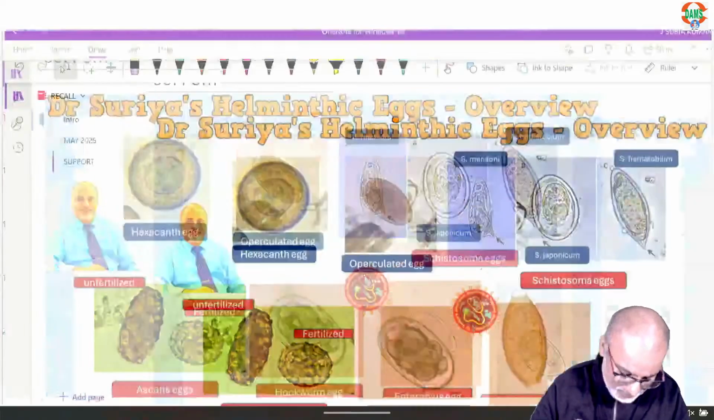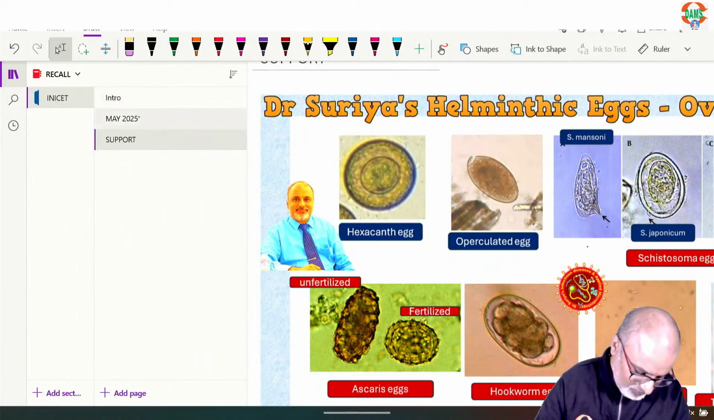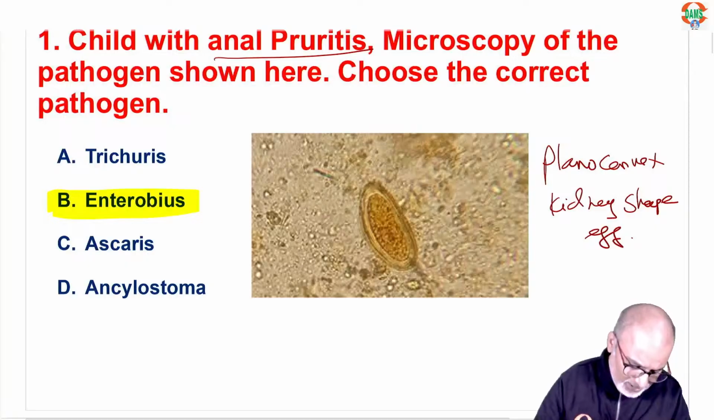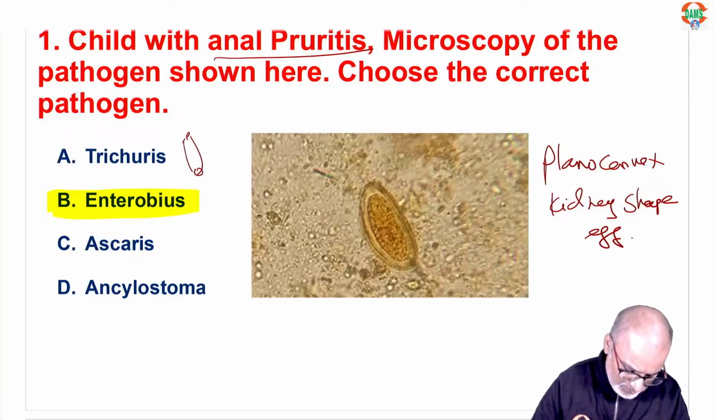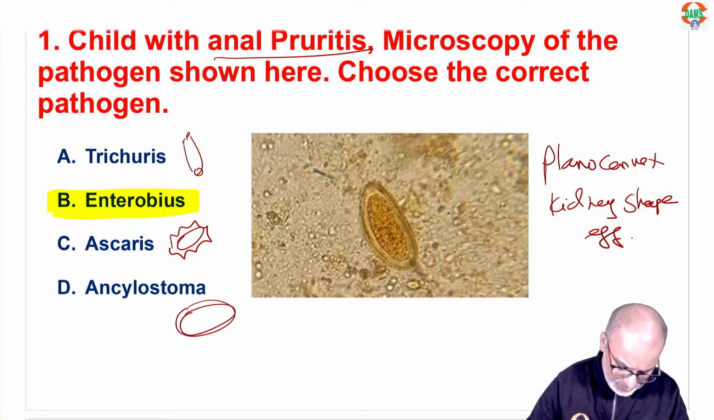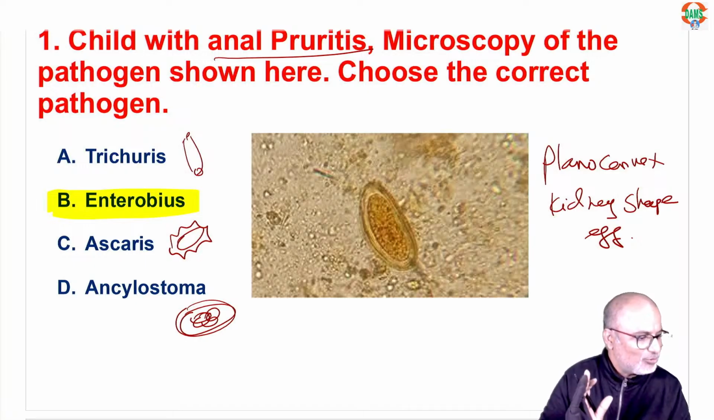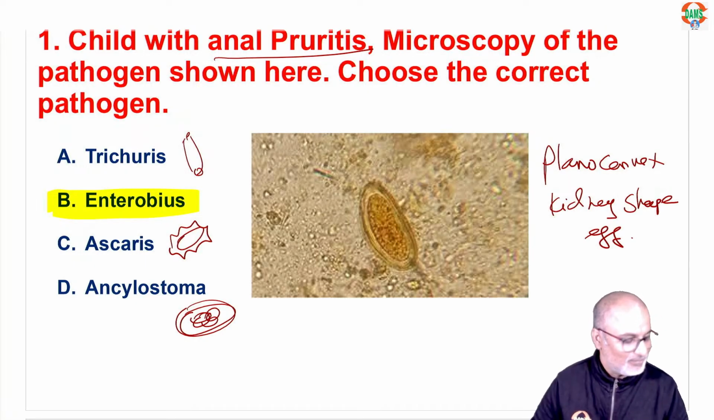Next is Trichuris trichiura egg, you can get a barrel-shaped egg. Ascaris, you have serrated edges. Ancylostoma, clear shell with blastomeres. You remember? Right. Easily you can answer. This is a direct question. It is a direct question.